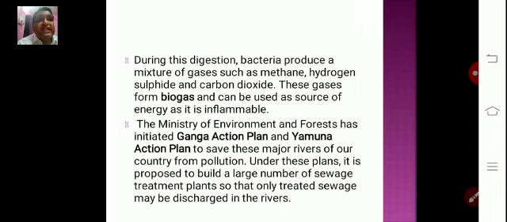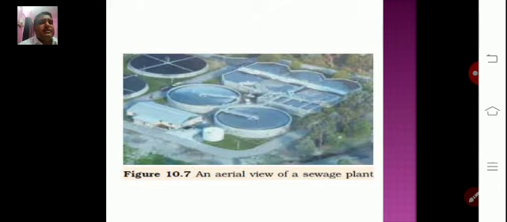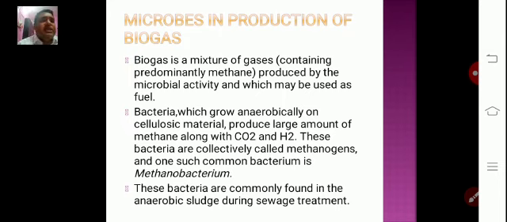After secondary treatment, the effluent is passed into the natural water bodies. In this way, we treat polluted water and protect our rivers and natural water bodies. This is the secondary treatment plant you have seen in the diagram, and this is an aerial view of a sewage plant. And the second topic is microbes in production of biogas.